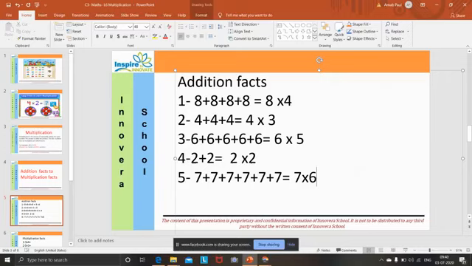Okay? Next, the fifth one. 7, 7, 7, 7 and 7. So 7 is repeating how many times? It is 6 times. So for the multiplication fact, what will we do? We will write 7 multiplied by 6. Okay? Now the next one we will see.